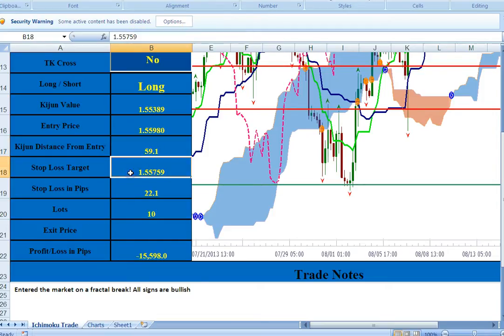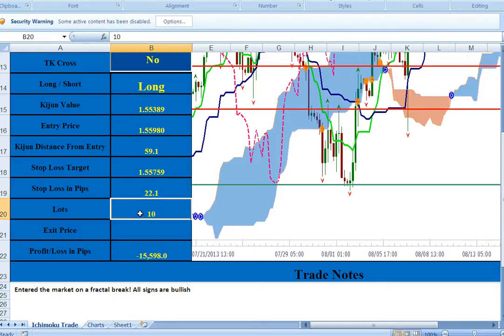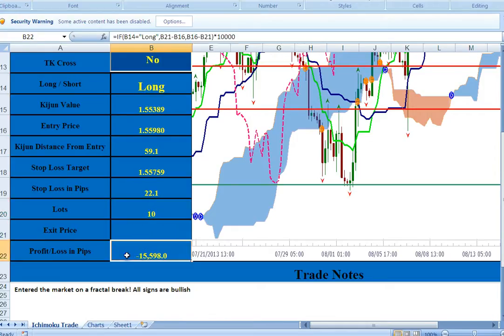Then I have my stop loss target, which is the price that I have my stop loss at. And then I have another formula to tell me exactly how far that is. So it's 22.1 pips. And then I'm trading with 10 lots right now. And then my exit price will give me my profit or loss in pips.